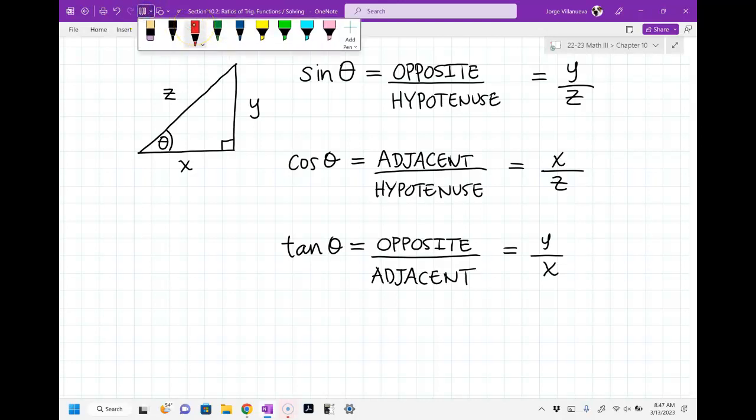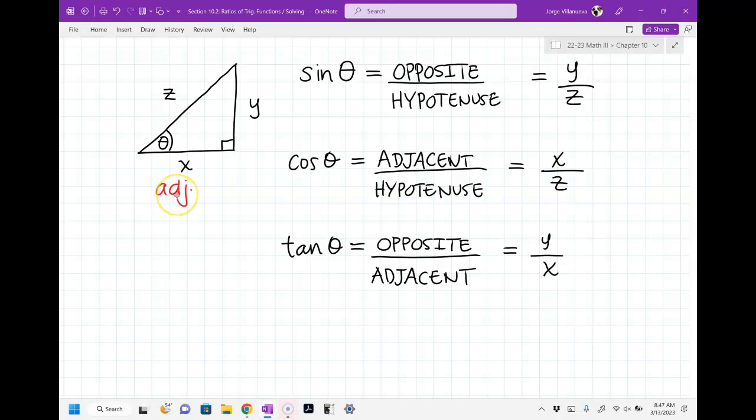So just to label this based on this information: adjacent, opposite, and hypotenuse according to that angle. If the angle changes and it goes to the top one, then things can change as well. But according to this picture, there's my opposite, adjacent, and hypotenuse.